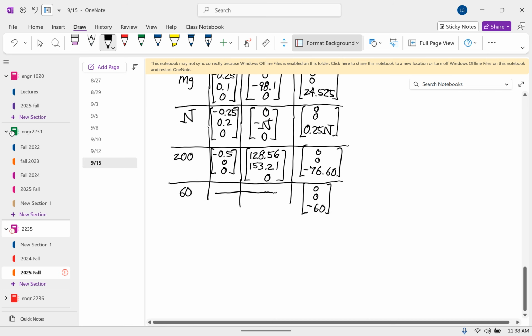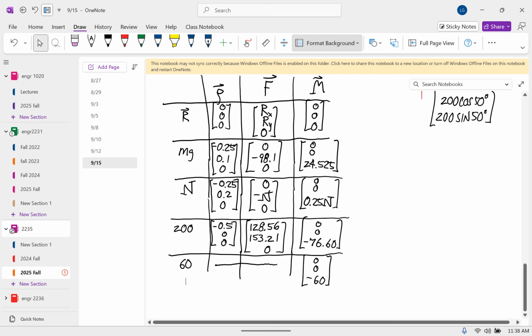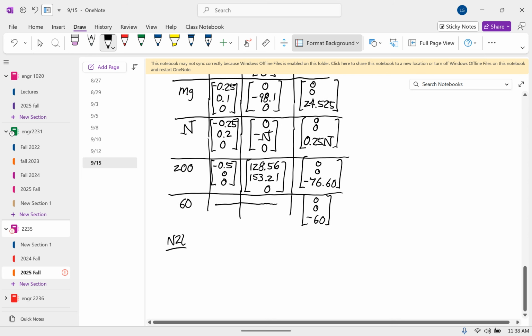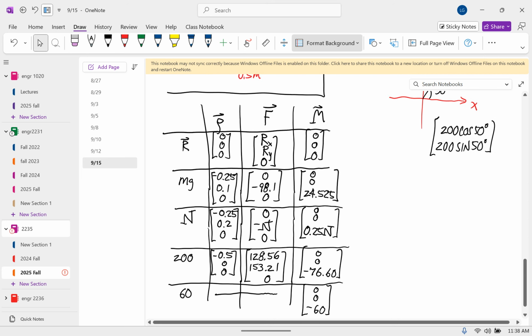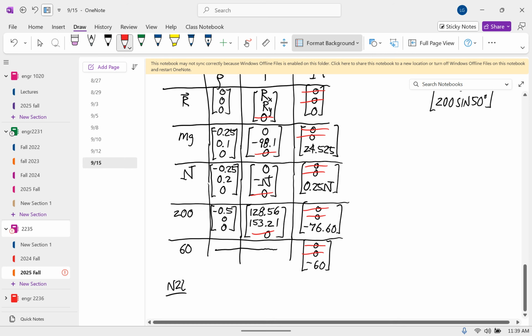So now we're going to Newton's laws. Newton's second law, we're going to take all the forces in the F column and add them up and set them equal to 0. I'm going to leave off the Z components. So I'm going to cross this out, this out, this out, this out. And then in the moments, I'm going to cross out the X and Y's. And we'll just leave the components that matter to us.